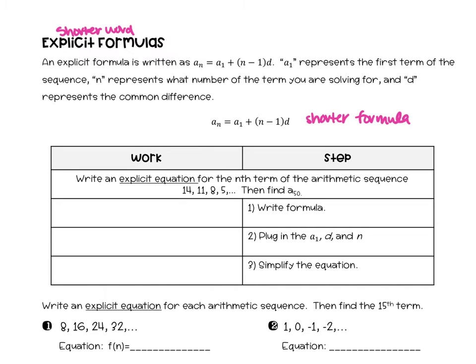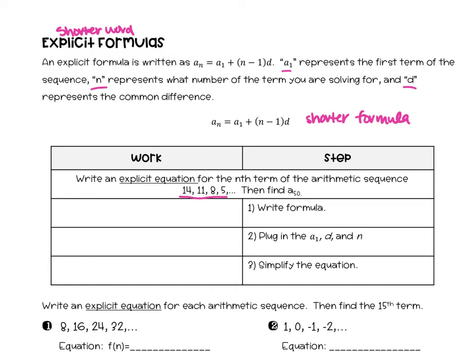All right, so this kind of shows you this formula setup. A1 represents the first term of the sequence, N represents what number of the term you are solving for, so like what they tell you to find, and D represents the common difference. So that part is still the same. So if they want us to write an explicit equation for the nth term, if it just says nth, that means we're leaving it as it is. We're not plugging a number in for it first, okay?